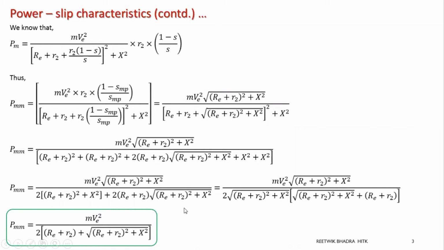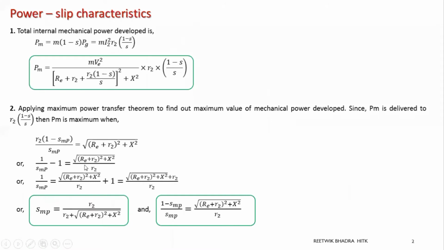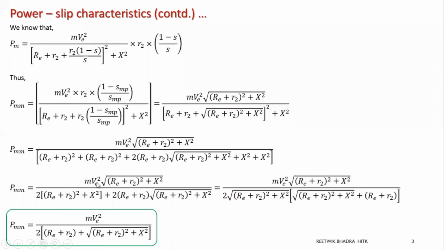In the semester exam, I can ask you to derive the maximum mechanical power developed in induction motor. So you have to write this equation, then you have to write this second point also, then you have to derive all these things. You will get at least 7-8 marks for a question like this.